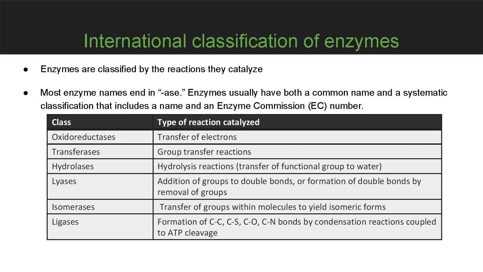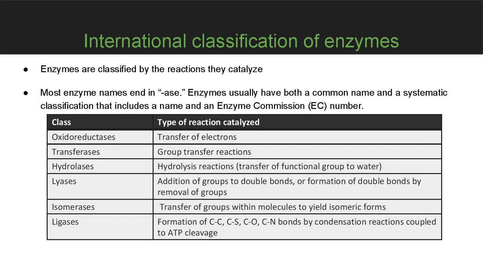According to the reactions they catalyze, enzymes can be classified into several groups. Most enzyme names end in -ase. Enzymes usually have both a common name and a systematic classification that includes a name and an enzyme commission number. We can divide all enzymes into 6 groups.